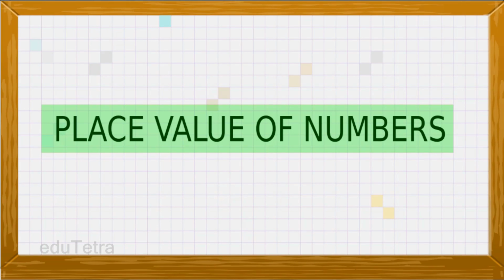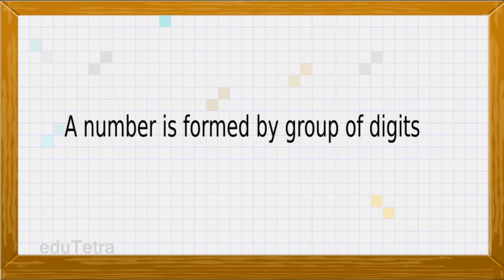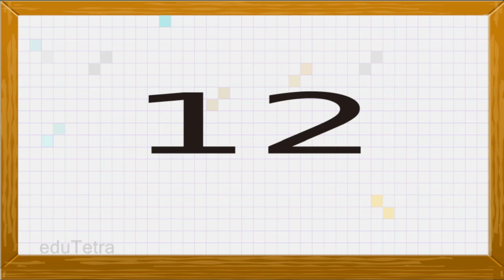Let's learn about place value of numbers. Every number is formed by a single digit or a group of digits. If it's a single digit number, it will have only one digit. If it's a two digit number, it has two digits. So here is a two digit number, 12.